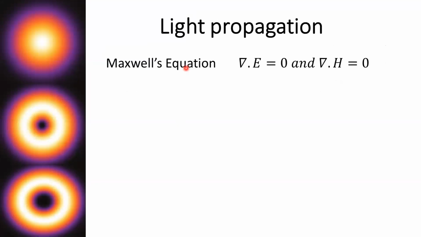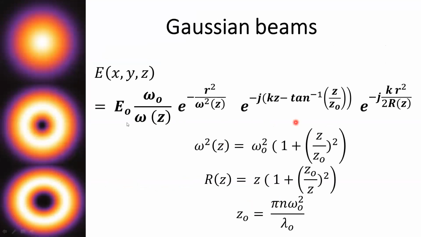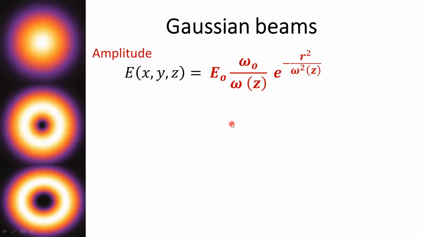I forgot to mention that this is in chapter 3 in Verdi. This is the equation we did together, and this is the condition where we say that it's nearly TEM. These are the three equations I just mentioned, the three portions of the equations. And now we are going to try to understand this term, which is the amplitude term of this equation. So let's start.